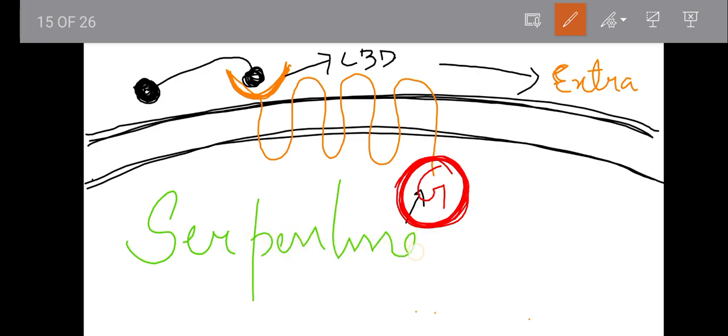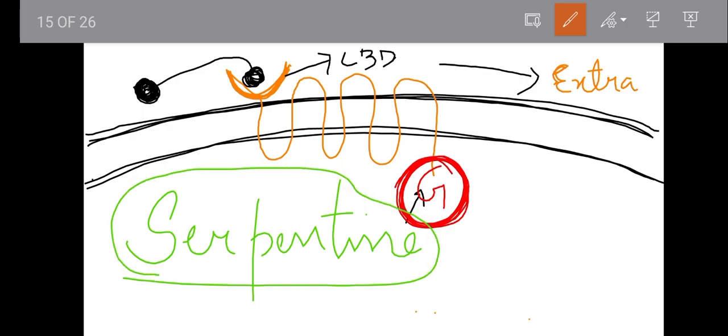It is also known as serpentine receptor. It got the name serpentine because you can see these kinds of folds in this receptor, right? It looks like snakes, it resembles snakes. So it got the name serpentine because this shape resembles a snake-like structure. That is the reason it is called serpentine receptor.